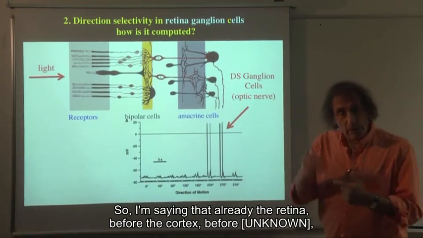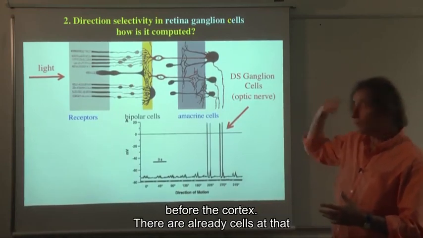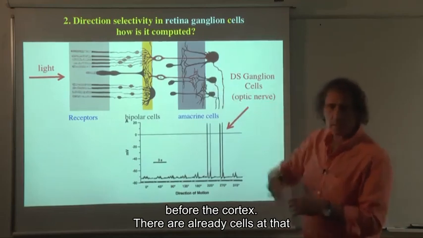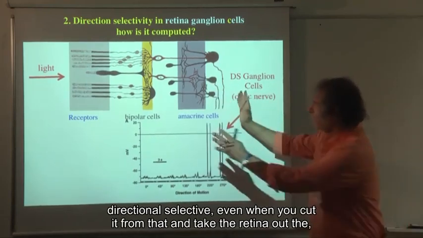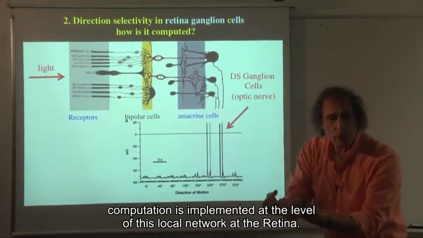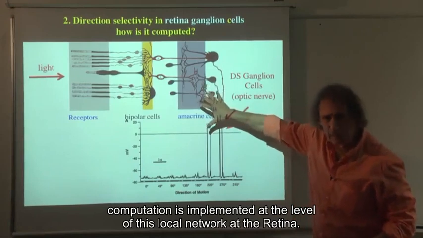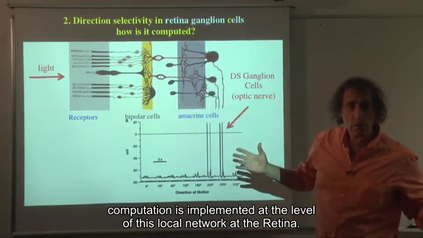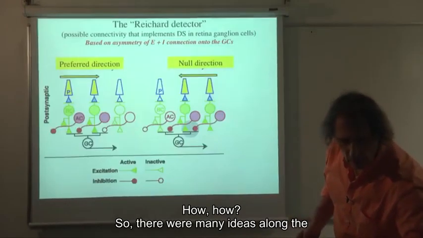So I'm saying that already in the retina, before the cortex, before Hubel and Wiesel, there are already cells that are directional selective. Even when you cut it and take the retina out, the computation is implemented at the level of this local network, at the retina. How? So there were many ideas along the years.